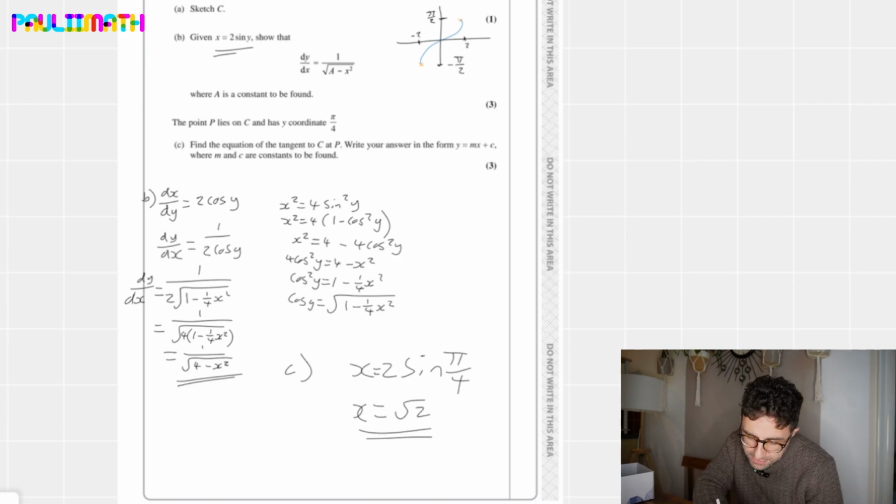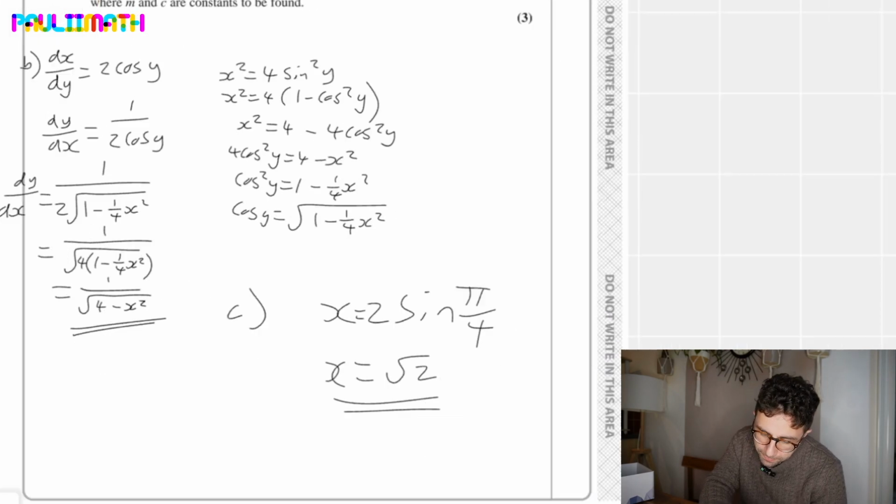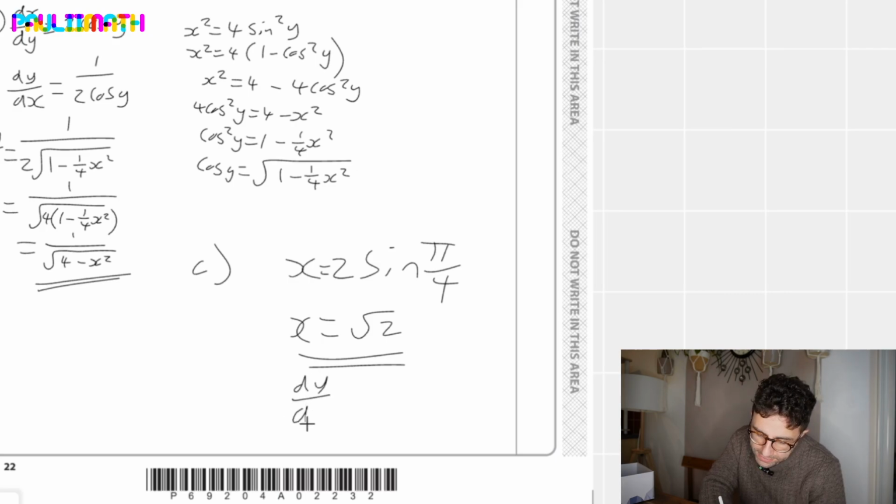Do we also need to get the derivative as well? We probably do, so we need to sub in our x into the derivative. dy by dx, if you put in root 2, it'll be 1 over 4 minus 2, so it's 1 over root 2, which is root 2 over 2.